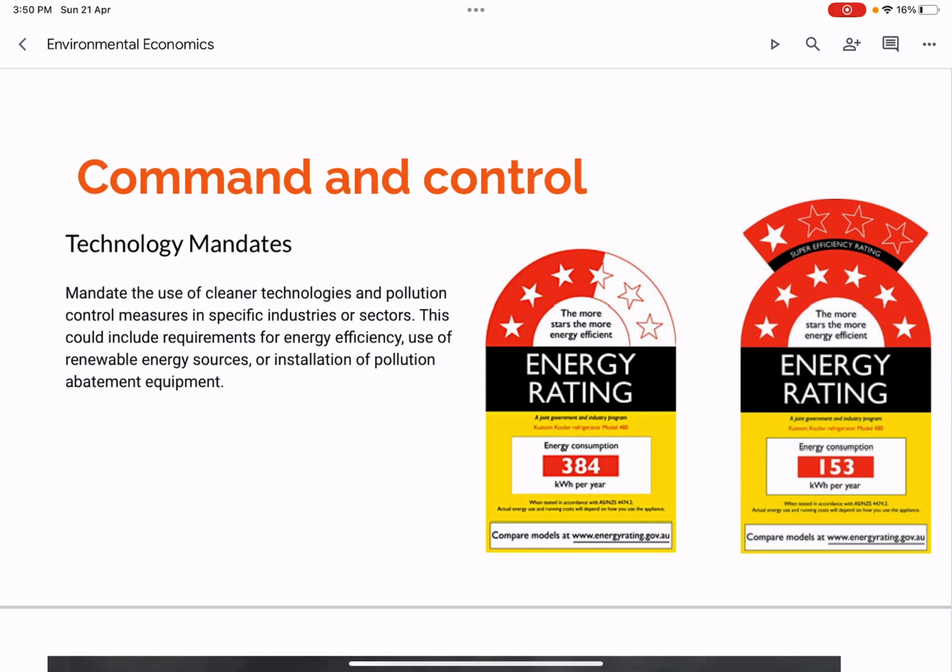So the mandates for the use of cleaner technologies and pollution control measures in specific industries is an example of command and control approach. Here you are not giving cheap electricity, or you are not providing costly electricity as a solution, right? Here you are not allowing the industry and consumers, or industries and other stakeholders to bargain. So it is neither using a Pigovian approach, nor it is using a Coasian approach. It is simply saying that this is the mandate. You have to manufacture a good to this energy standard. That's it. So this is a technology mandate.